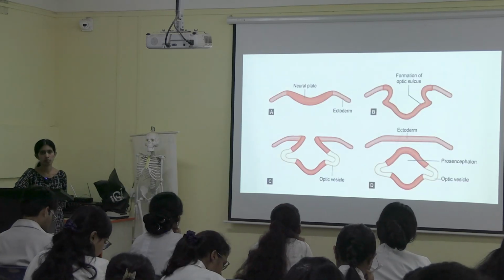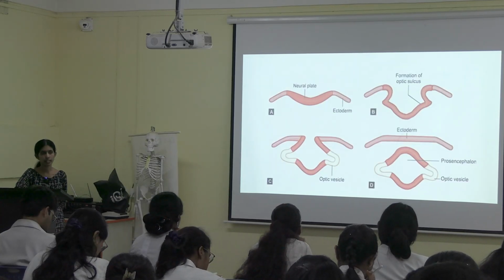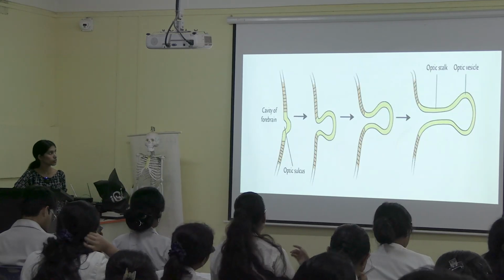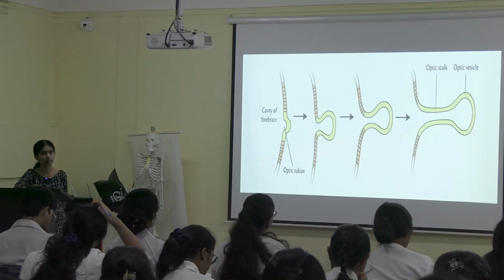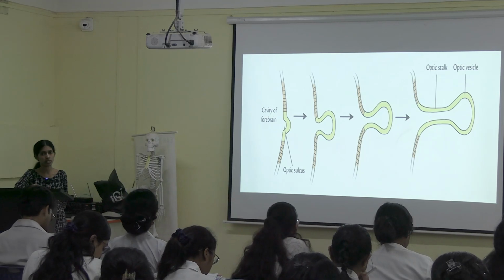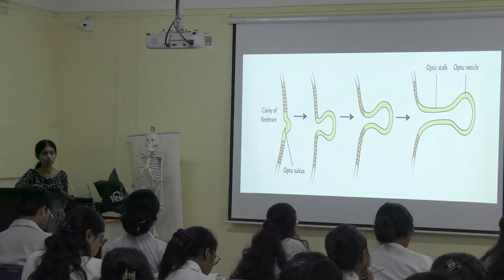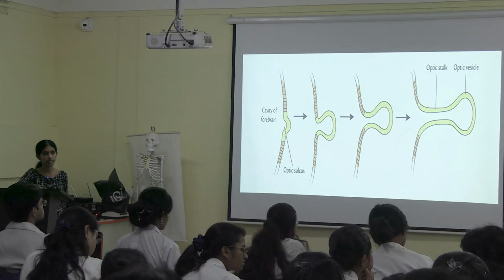Any doubts? Any doubts in this structure, in this figure? This diagram is to show the formation of your optic vesicle along with the optic stalk, which is in connection with your forebrain part. Any doubts in this?